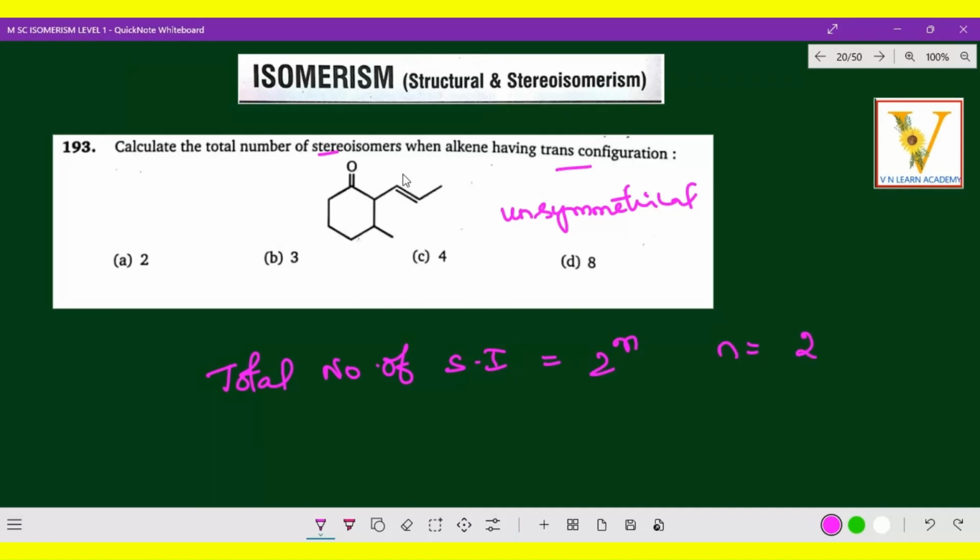So n equals what? Here, 2. How do we identify it as 2? So from here, cis and trans you can identify in that way only. So here actually 4 isomers are possible. For the alkene having trans configuration, 4 only. So the answer is 4. Very simple.